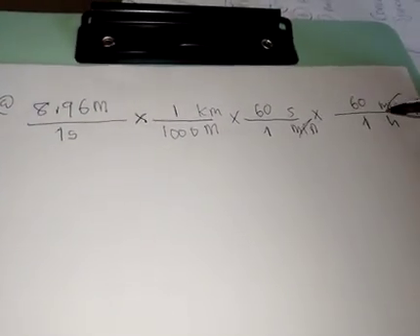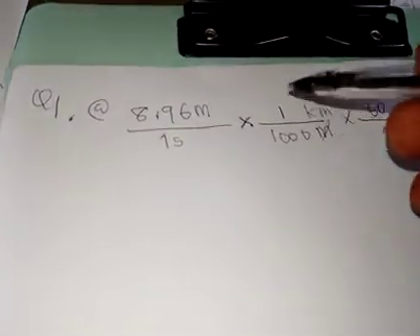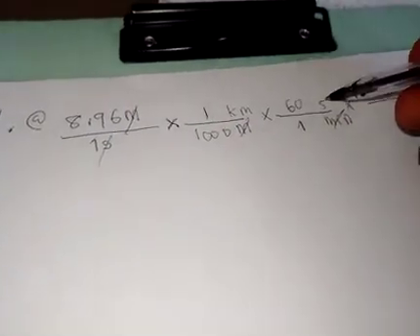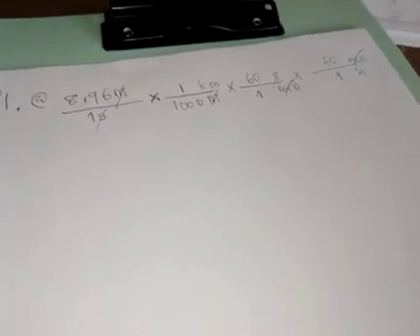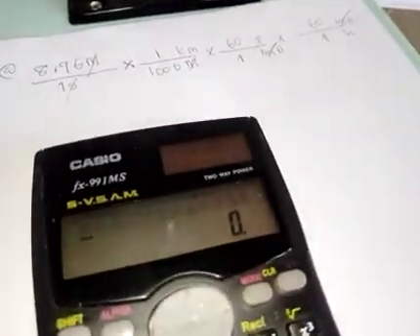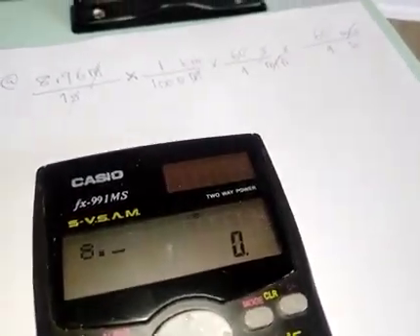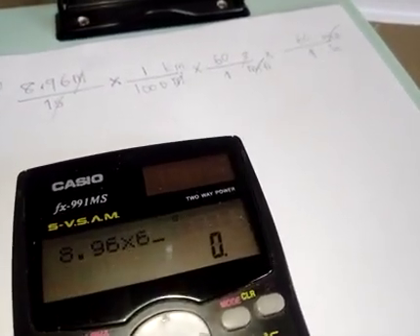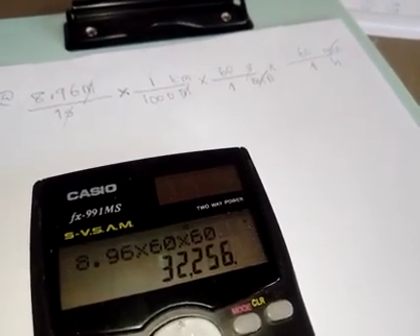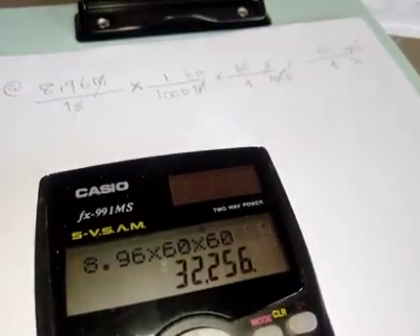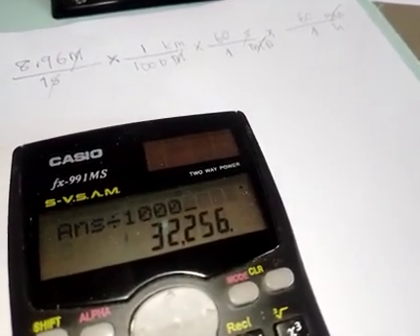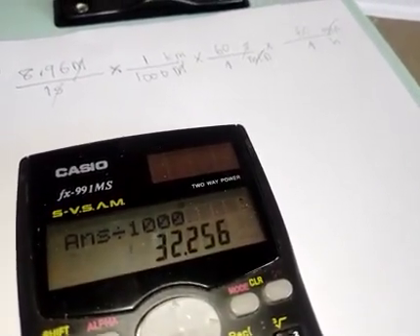So minute and minute will cancel, meter and meter will cancel, and second as well. Just multiply what we have on top over what we have at the bottom. So we have 8.96 multiplied by 60 multiplied by another 60. The answer which we are getting, divided by 1000, we are getting 32.256.